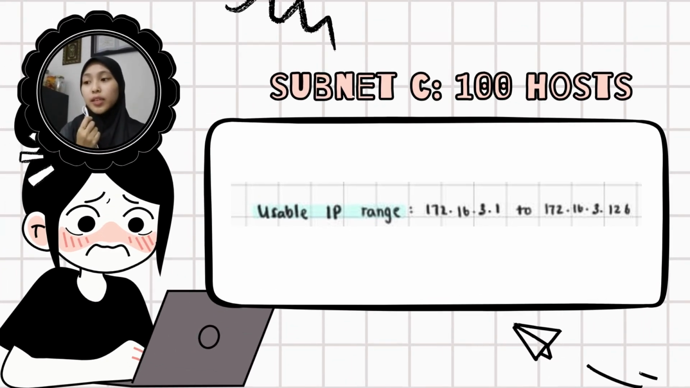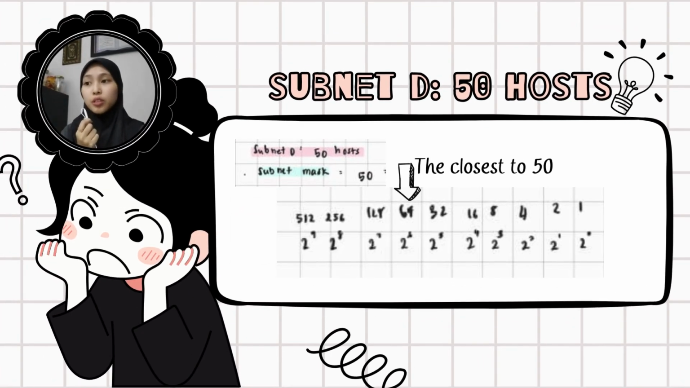As you can see, we can get the usable IP range, which goes from 172.16.3.1 to 172.16.3.126. And lastly, for the last subnet, which is 50 hosts, I'm going to find the subnet mask first. We have 50 hosts, so I'm going to find the closest to 50 hosts, which I can get here: 64. And then from 64, we can get 2 to the power of 6.